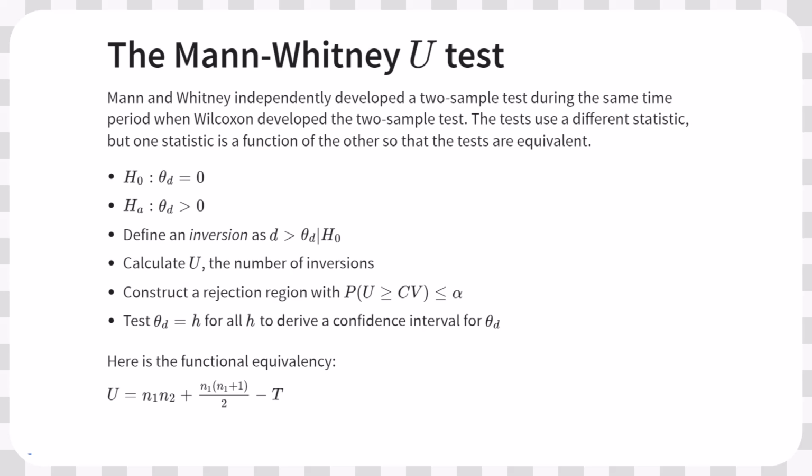They developed this at the same time, and you get the same results, but they're done differently. Let's take a look. The null hypothesis here is that the median of the differences, that is, the value that the Hodges-Lehmann estimator is estimating for the population. The Hodges-Lehmann estimator is giving us a sample value, but what would the Hodges-Lehmann estimator be in the population? Under the null hypothesis, it would be 0.